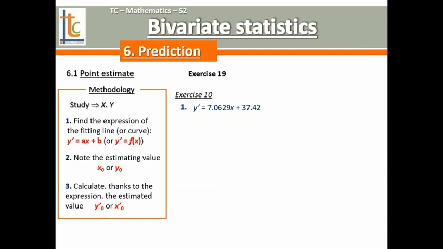Well, in exercise 19, question 1, we want to make a prediction for the year 2020. That's equivalent to a value of x that is 14. Why? Because in the exercise 10, we took the year 2007 as x equals 1, the year 2008 as x equals 2, and so on. So x equals 14 for the year 2020.